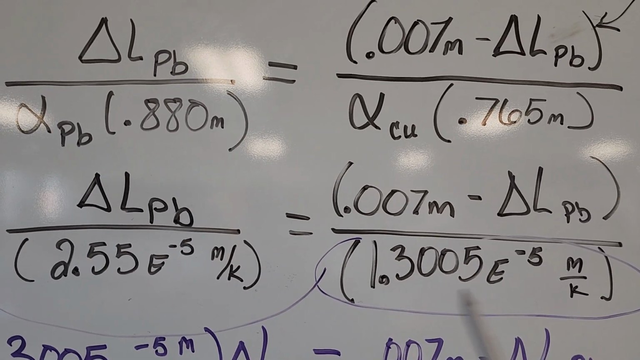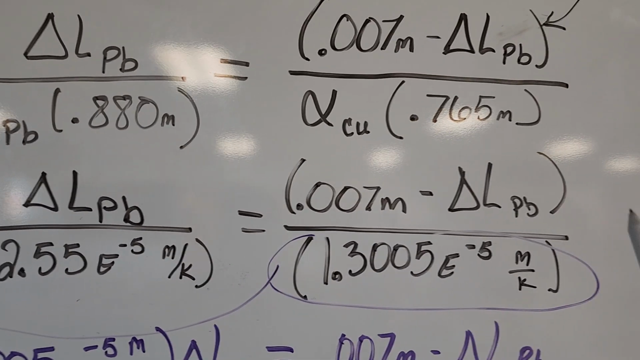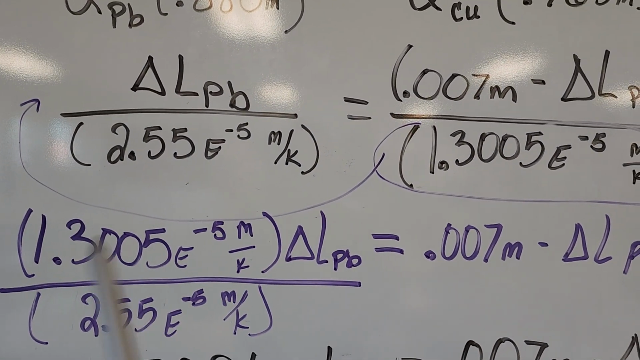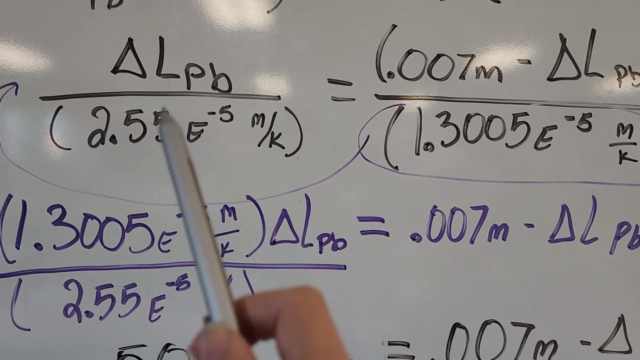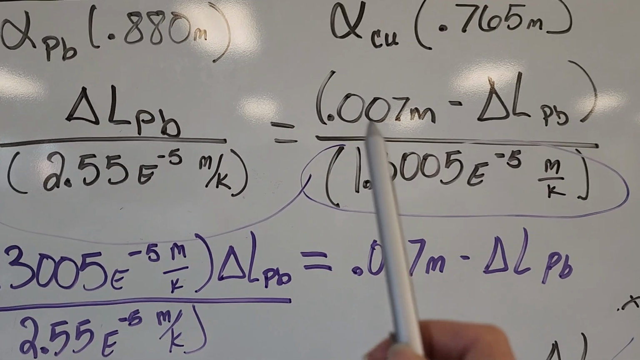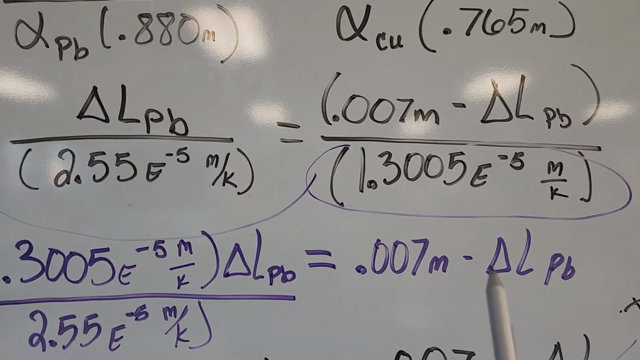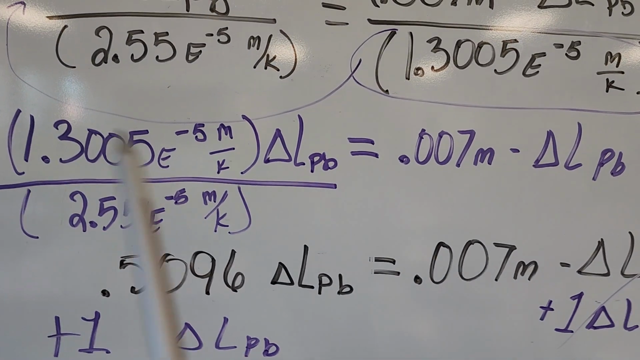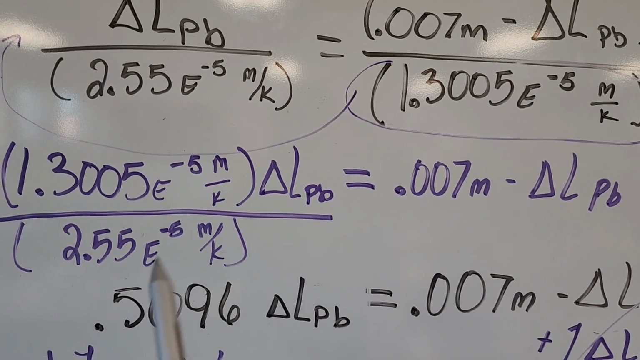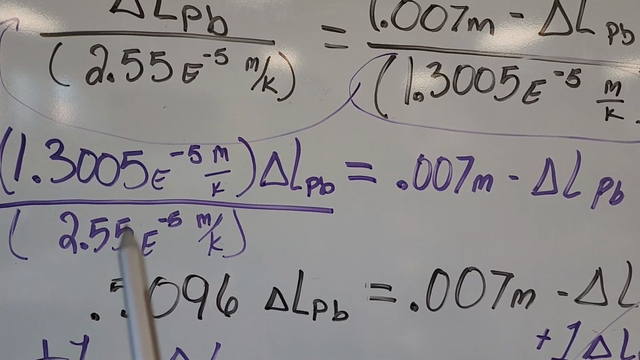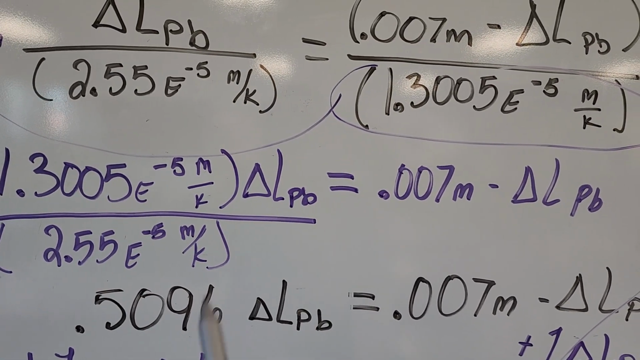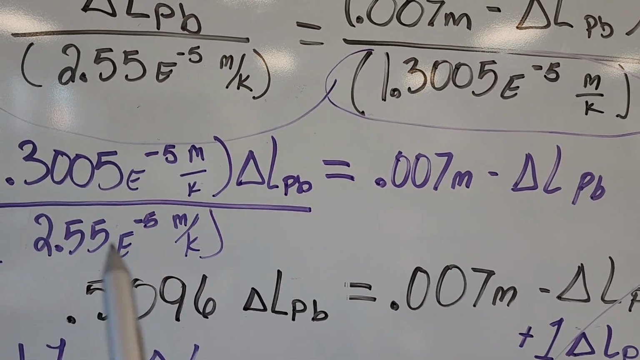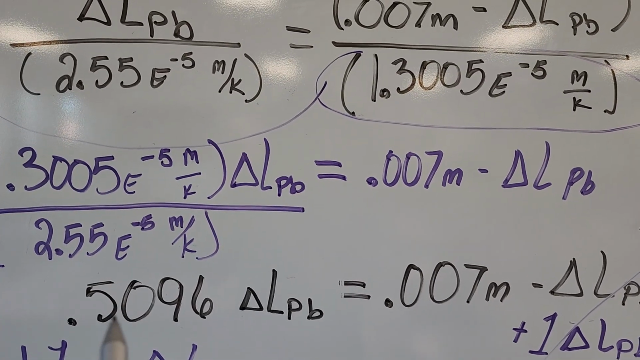So we're going to multiply this denominator on both sides. So it cancels out on this side. And over here, we get that one on the numerator divided by the denominator times delta LPB equals the numerator of this equation here. Next, I'm going to resolve this fraction. So when you divide these two numbers, notice the times 10 to the negative 5 is going to cancel out. So it's like 1.3 divided by 2.55. You get about a half. Keep your digits in your calculator until the end of the problem, then round to significant figures, where you might be off by a little bit in your answer.